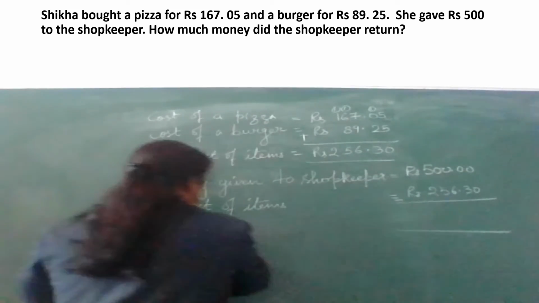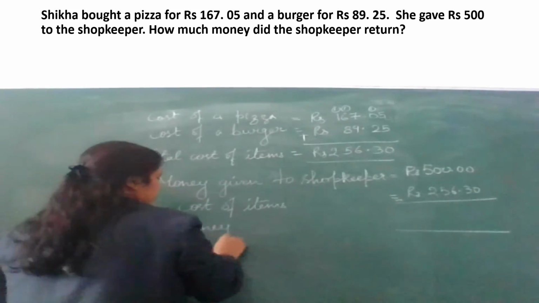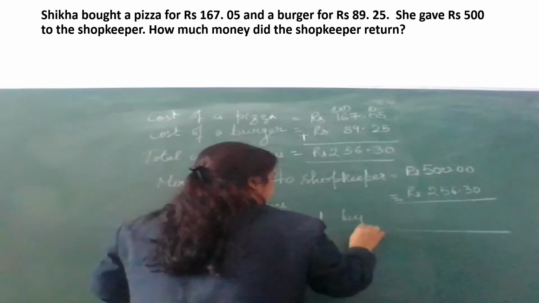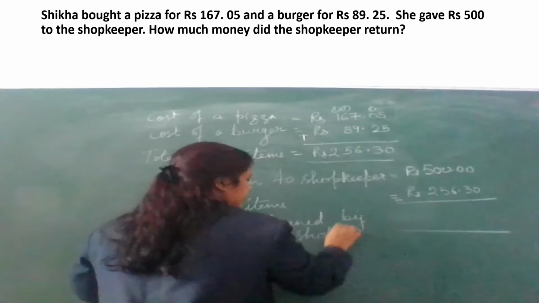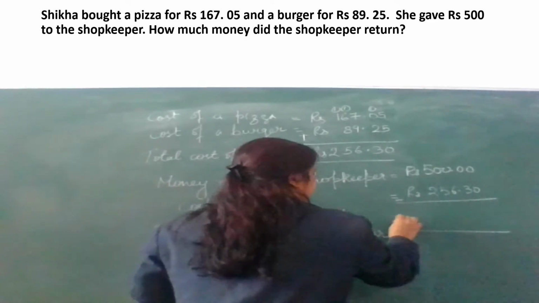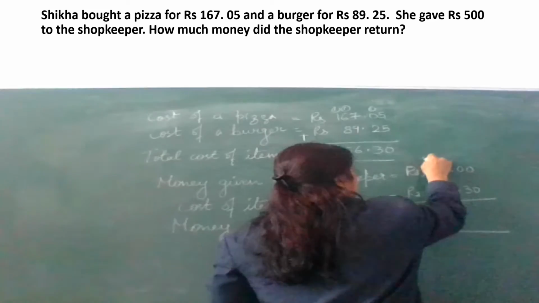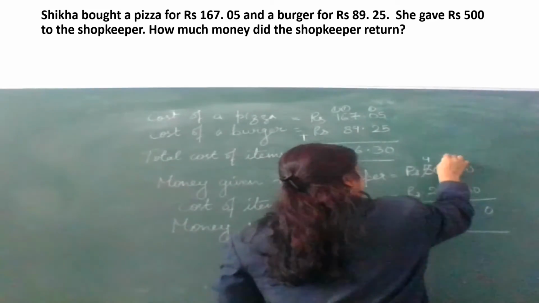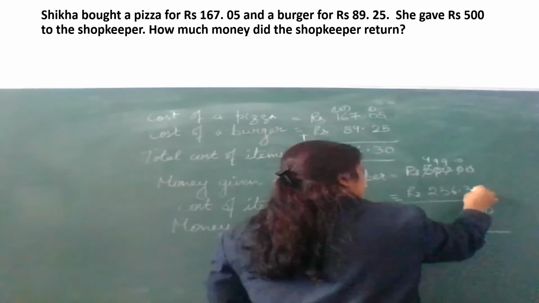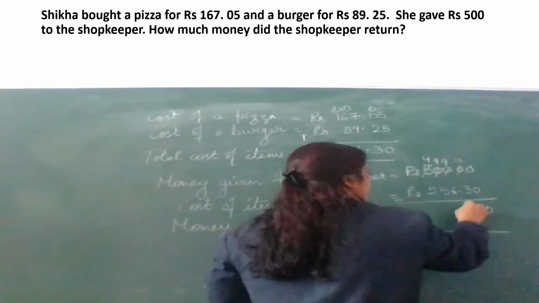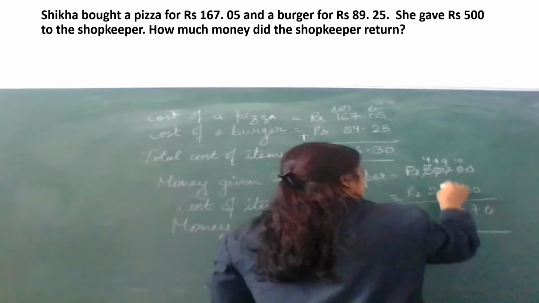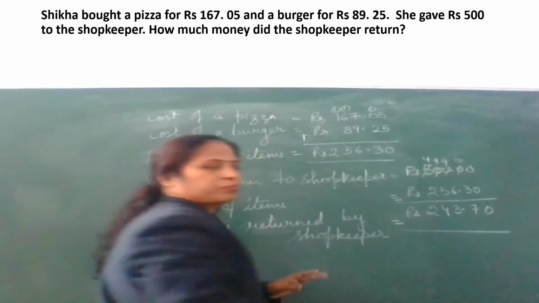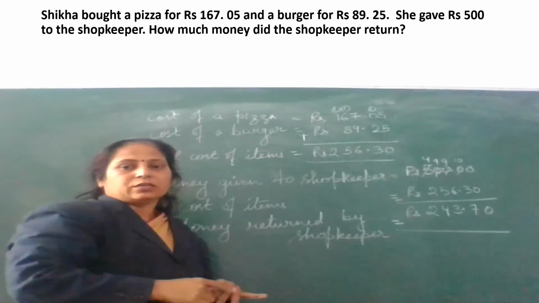So the answer you will get is the money returned by the shopkeeper. Now you subtract. Here you borrow: 0 minus 0 is 0, that is simple. Then 10 minus 3 is 7, put the point, 9 minus 6 is 3, 9 minus 5 is 4, and 4 minus 2 is 2. So 243 rupees 70 paisa was returned by the shopkeeper.